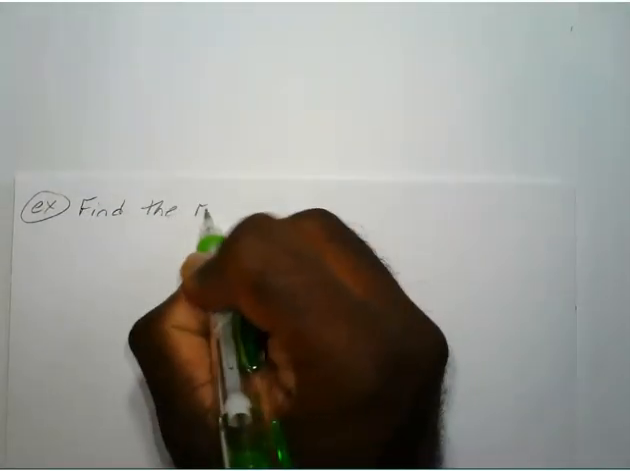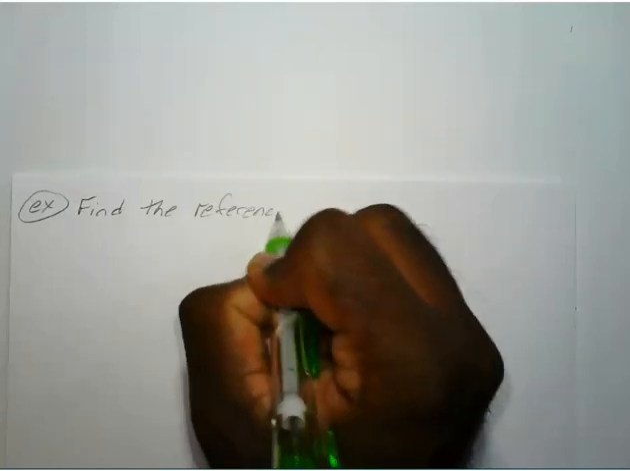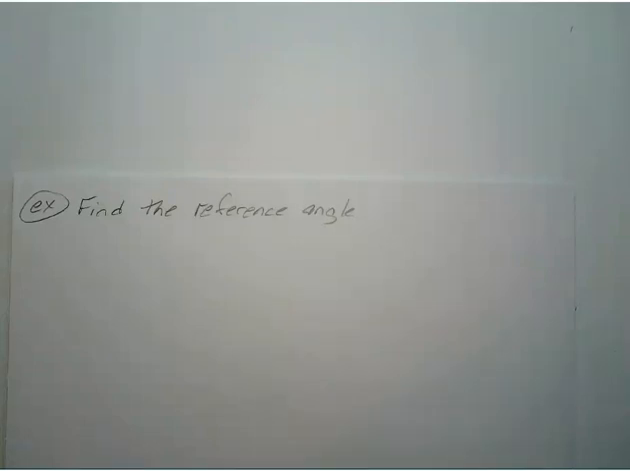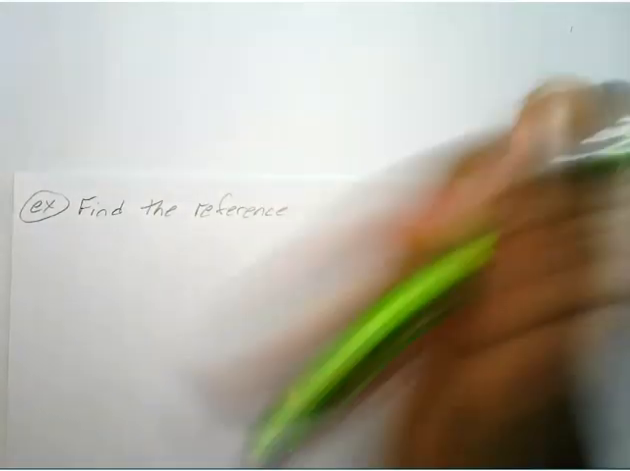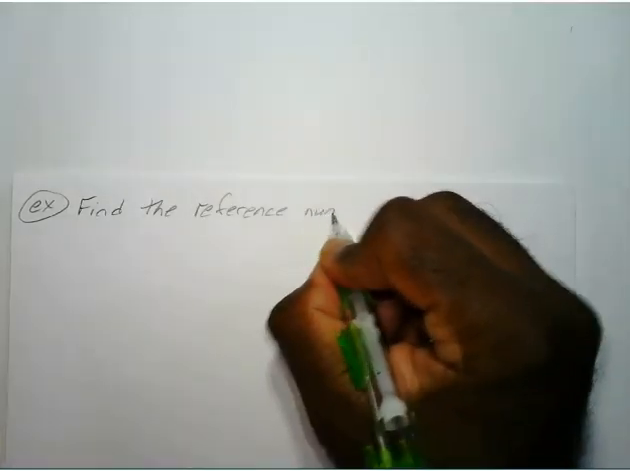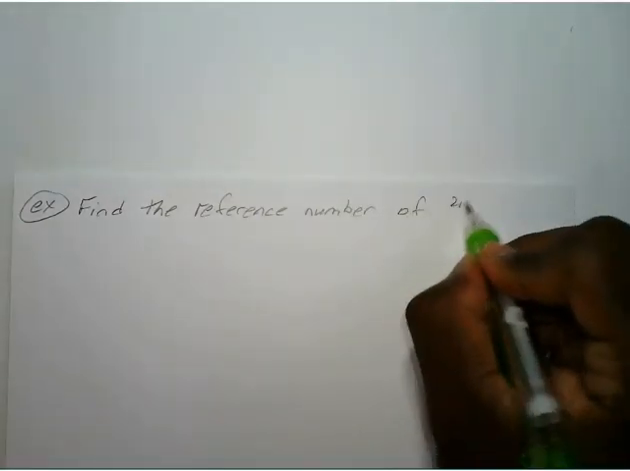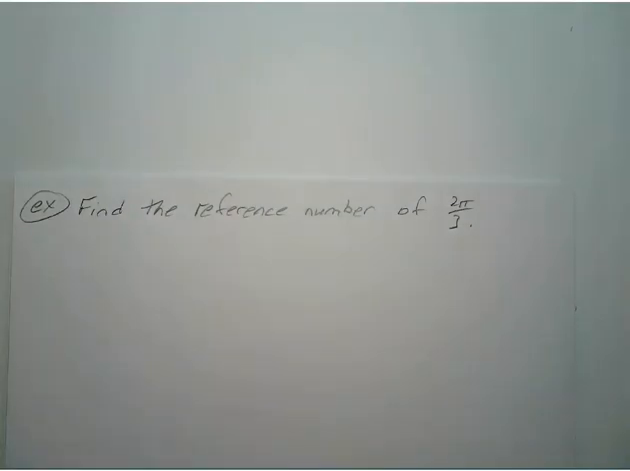All right, so let's say, for example, find the reference angle, or reference number. I don't know why I keep saying angle. Reference number of 2 pi over 3. You can't really say reference angle, but we're using numbers right now, reference numbers and angles, so we're kind of mixing them up.